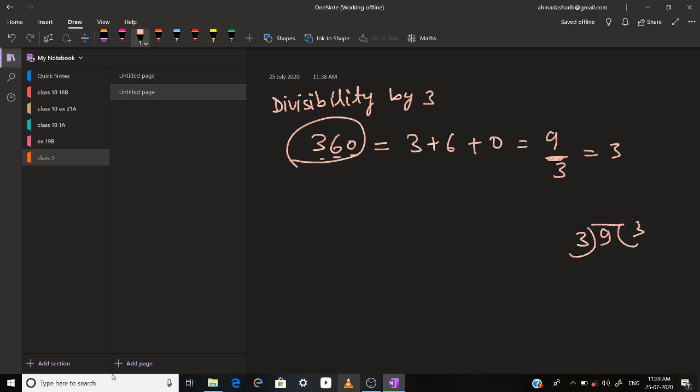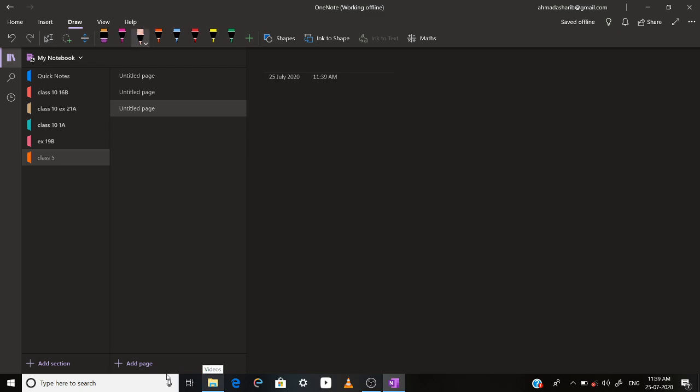One more example, 125. We have to check if it is divisible by 3, so we will add 1 plus 2 plus 5. 1 plus 2 is 3, 3 plus 5 is 8, and 8 is not divisible by 3. That is why this number is not divisible by 3. So in this way we are going to check the divisibility by 3.